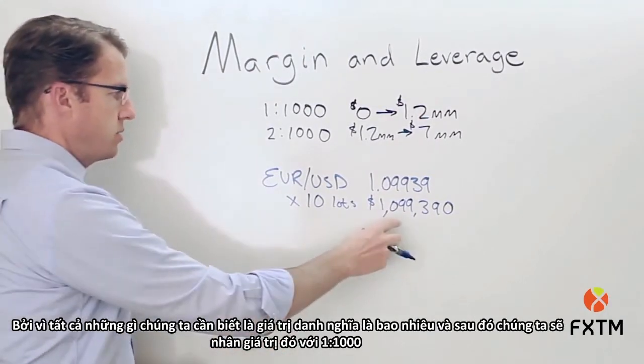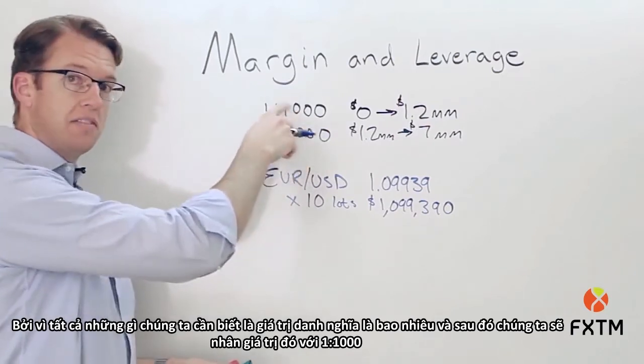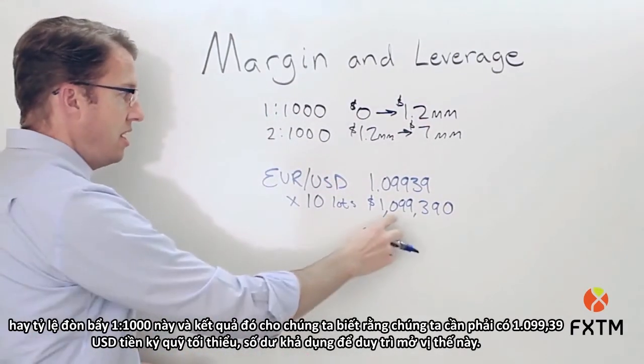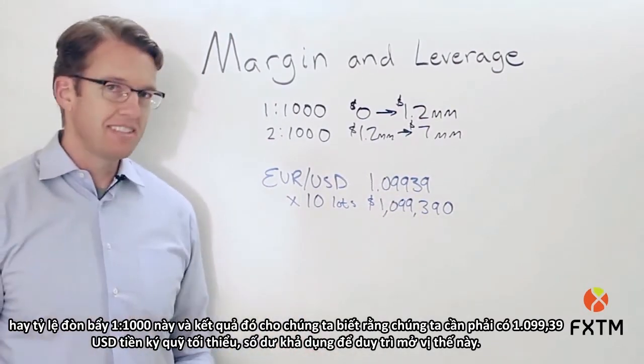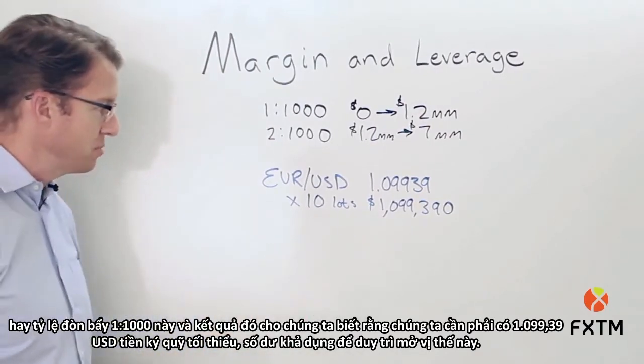Now normally, we would take this amount and we could calculate our margin requirement pretty easily, because all we need to know is what the notional value is, and then we times that by 1 divided by 1,000, or this 1 to 1,000 leverage ratio, and that tells us that we would need to have $1,099.39 in a minimum margin amount in equity available to hold open this position.